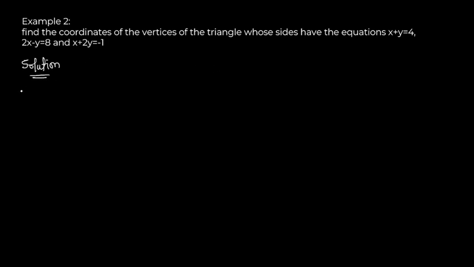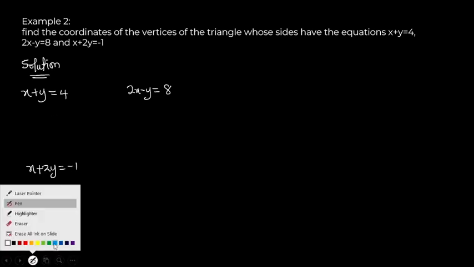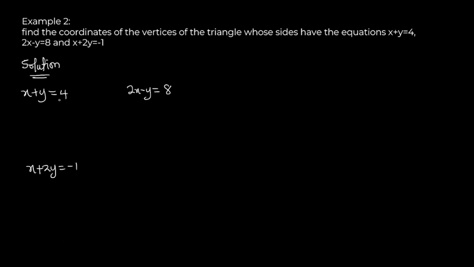Now, the first equation we have is x plus y is equal to 4. Then the next equation we have is 2x minus y is equal to 8. And then we have another equation that is x plus 2y is equal to negative 1. Now let's go ahead and try to find the coordinate so we can sketch this graph. So x plus y is equal to 4. If we say let x be equal to 0, we are going to have y to be equal to 4. If we let y to be 0, x will be equal to 4.